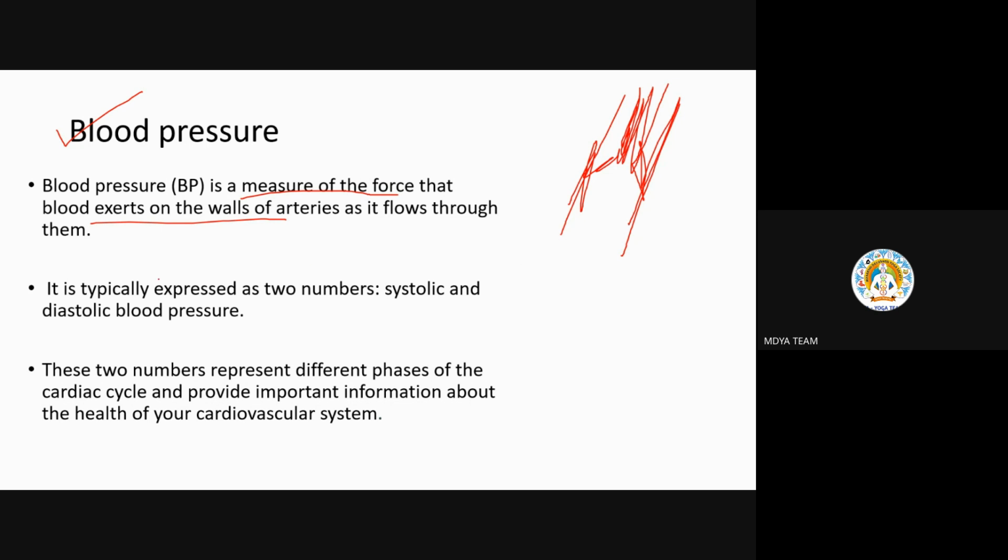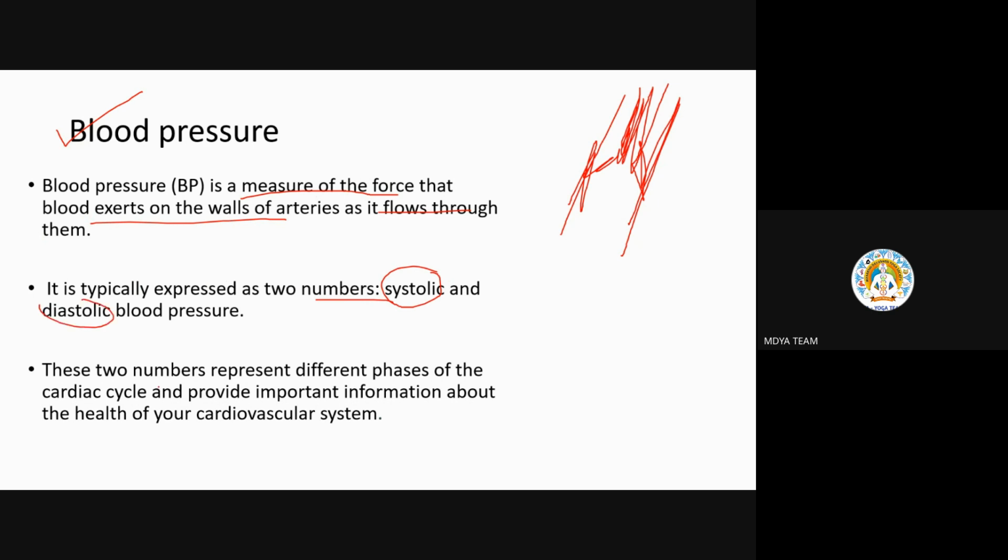Therefore, it is written: the force that blood exerts on the walls of arteries as it flows through them. Blood is normally flowing through these arteries. Whatever force it is exerting on these walls is known as blood pressure. It is typically expressed as two numbers that we know, systolic and diastolic. We'll see ahead in further slides what is systolic and what is diastolic.